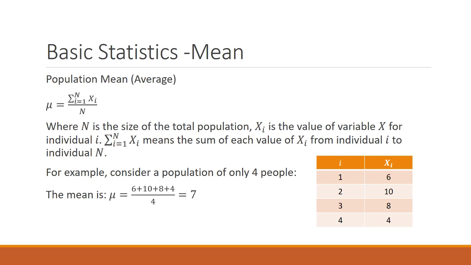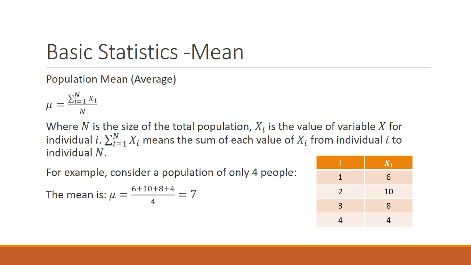So let's review basic statistics. What's the mean, or the average? The mean is the sum of all the values of a variable divided by the number of observations, the number of values in that variable. So the population mean is the average of the total population.